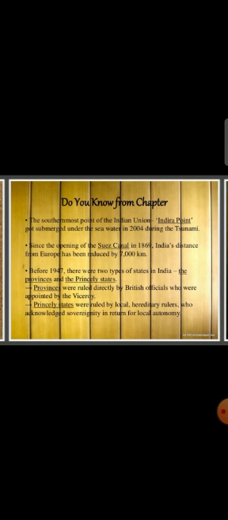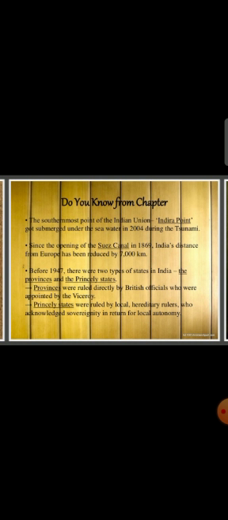Now, what do we learn from this chapter? Certain points are there. The southernmost point of the Indian Union, Indira Point, got submerged under the sea water in 2004 during the tsunami. Since the opening of the Suez Canal in 1869, India's distance from Europe has been reduced by 7,000 kilometers.